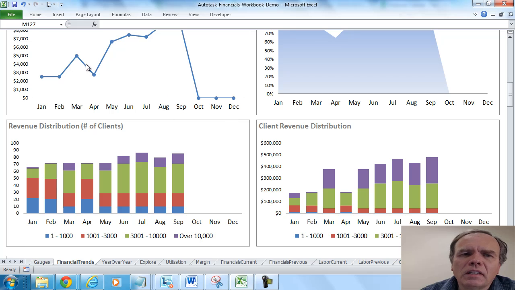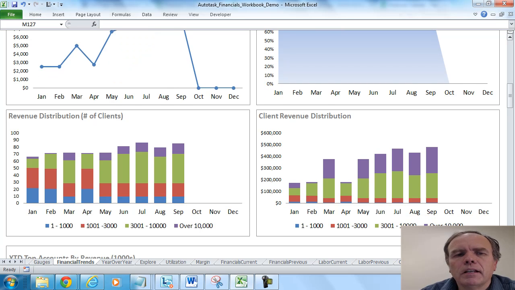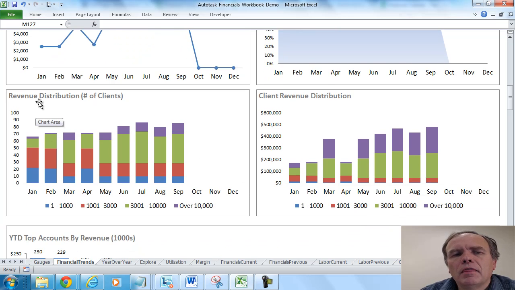We talked about the average revenue per client, but the distribution is also important. In this case, we take the revenue and ask how many clients were in the 1 to 1,000 area, and how many clients were in the over 10,000.